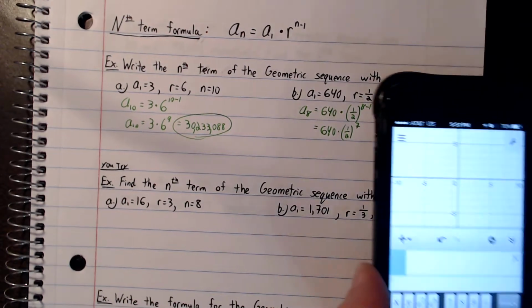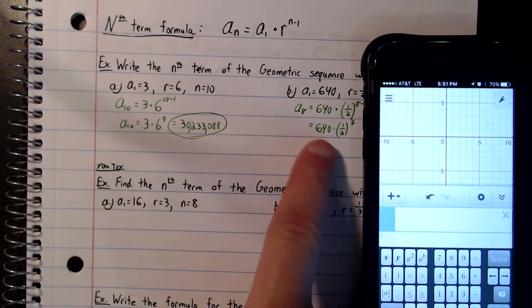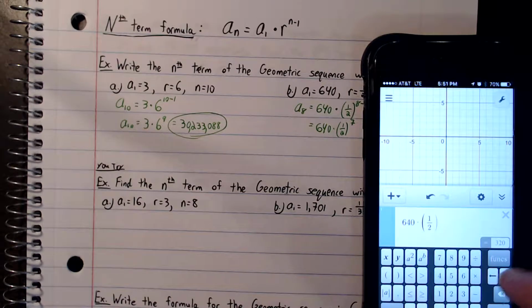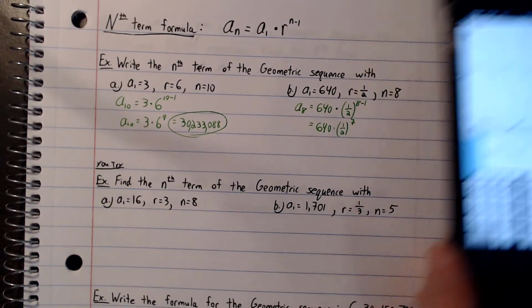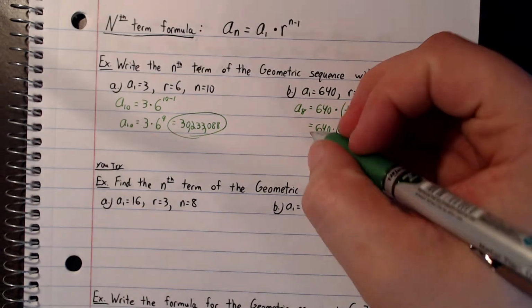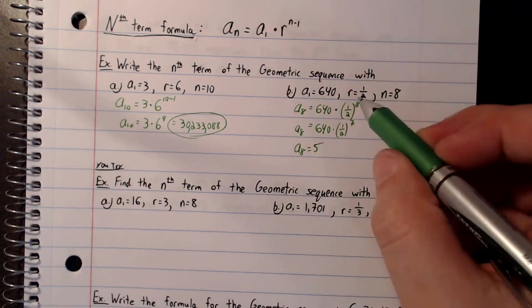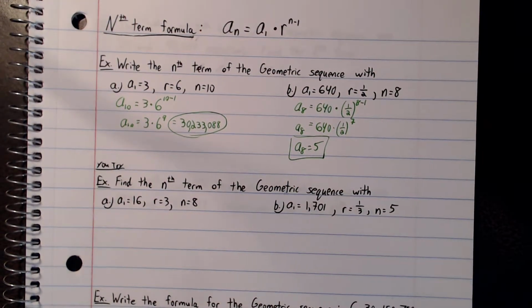Okay, again, using this Desmos calculator here, this is what we're going to be typing in. So 640 times parentheses 1/2 close parentheses to the power of 7. And it comes out to be 5. So our 8th term in this particular geometric sequence is going to be 5.